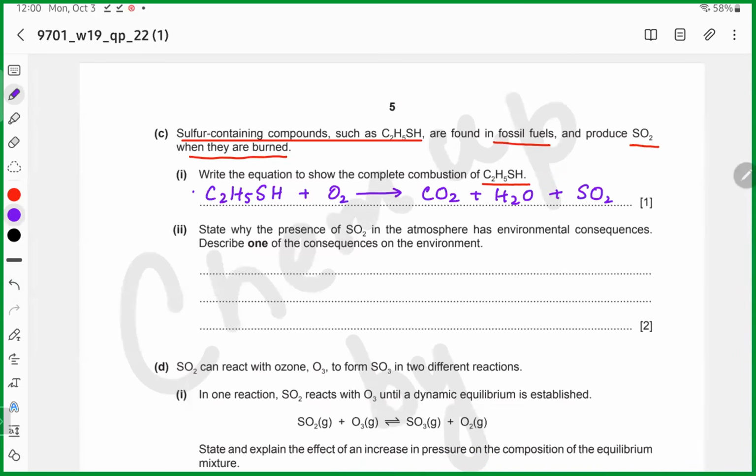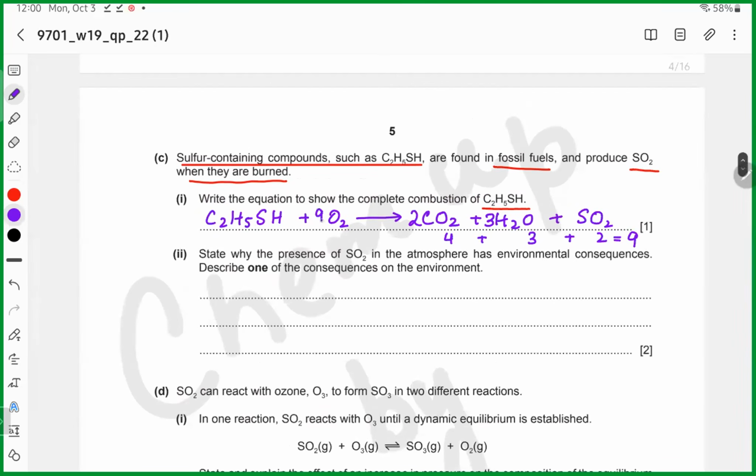Now balance the equation. We have 2 carbons on the left side, so I will put 2 over here. We have 6 hydrogens, so I will put 3 over here. And we have 1 sulfur. Now if you count the oxygen, 4 oxygens are here, 3 oxygens are here, and 2 oxygens are here. So the sum of oxygen atoms on the product side is 9, and on the reactant side we have only 2 oxygen. So I will make the coefficient 9/2 for O2 to make it 9.